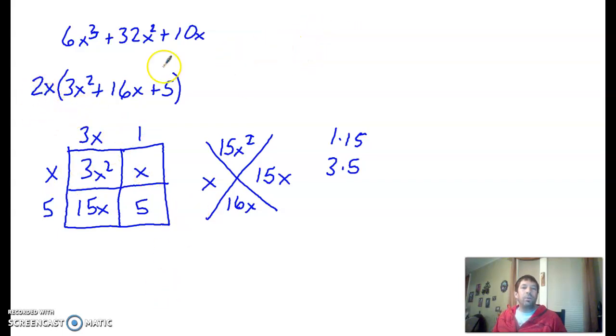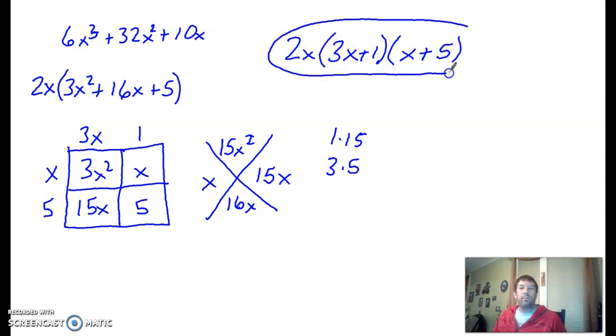So now I have my answer. I want to keep that 2x that I started with. And then one parentheses, I'm going to have 3x plus 1. And the other is going to be x plus 5. And that is completely factored. So we've got a lot of different ways to factor, a lot of different types of problems that can be factored. Hopefully this helps with identifying kind of the different methods that you can use when you're trying to factor some of these problems.